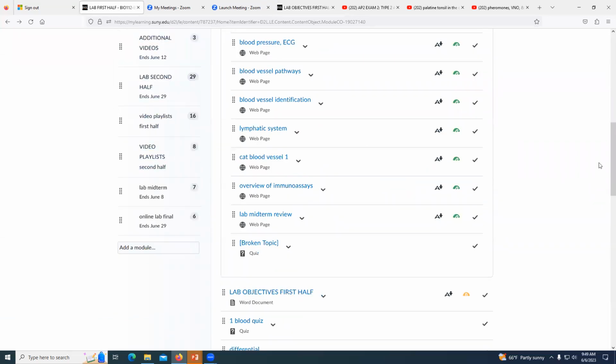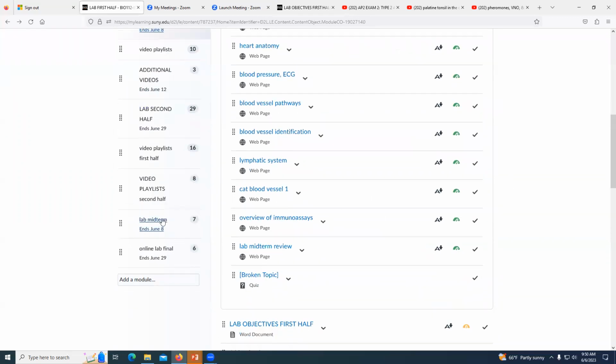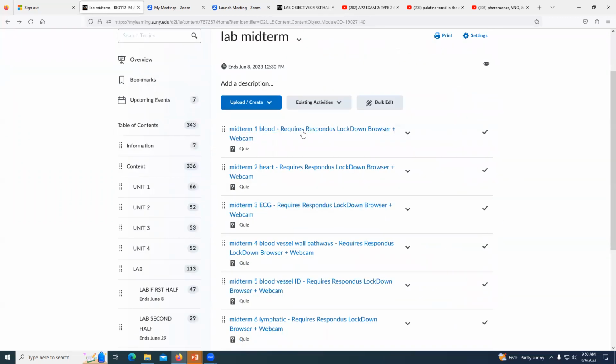Or if you're taking the online version, that's what you see here, right? The blood stuff. It's just like the quiz that you took, the class quiz. This is really similar. So that's that. The next topic was the heart anatomy.